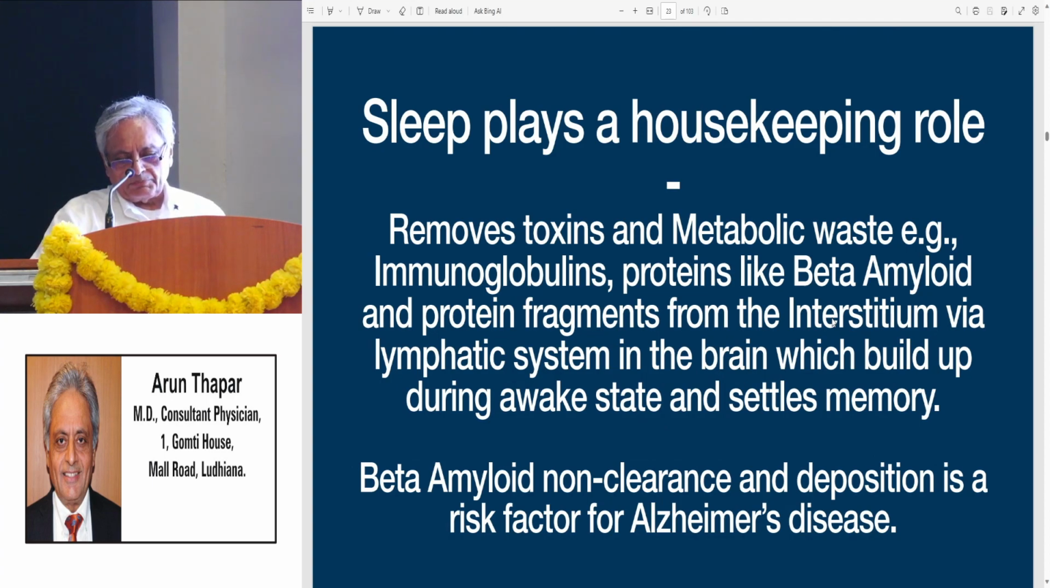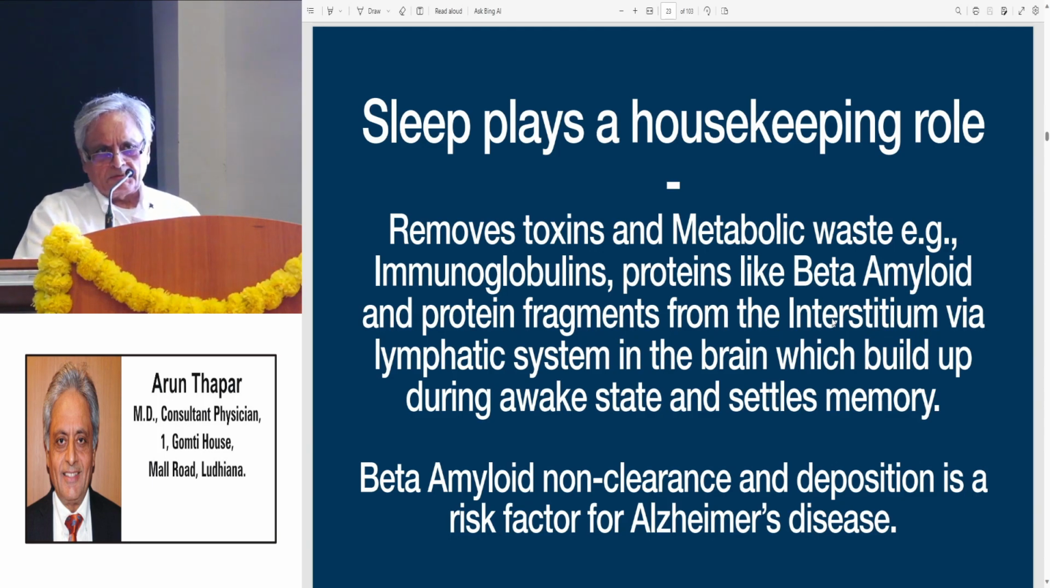Sleep plays a housekeeping role. Like we dust our house, we clean our house. Sleep removes the toxins and the metabolic waste, like immunoglobulins or proteins like beta amyloid, protein fragments from the interstitium of the brain through the lymphatic system.